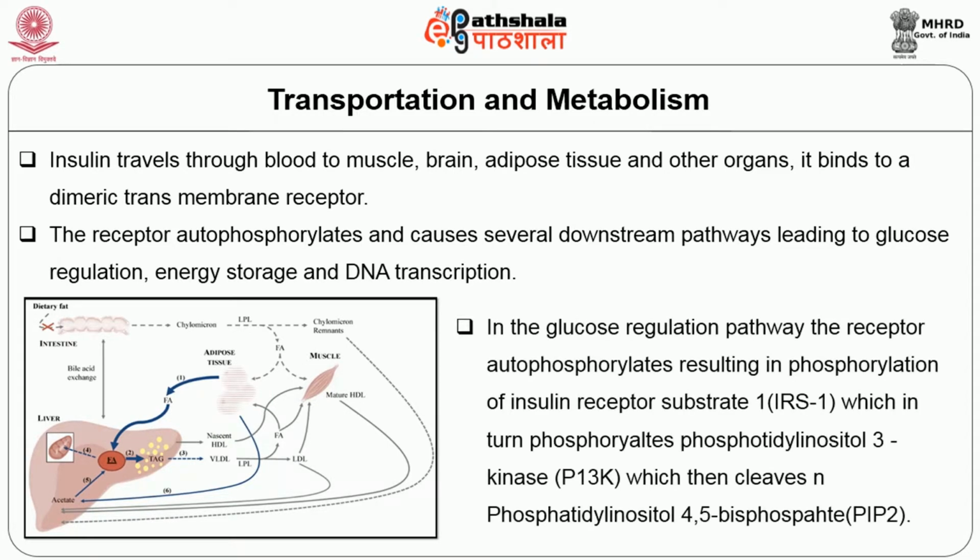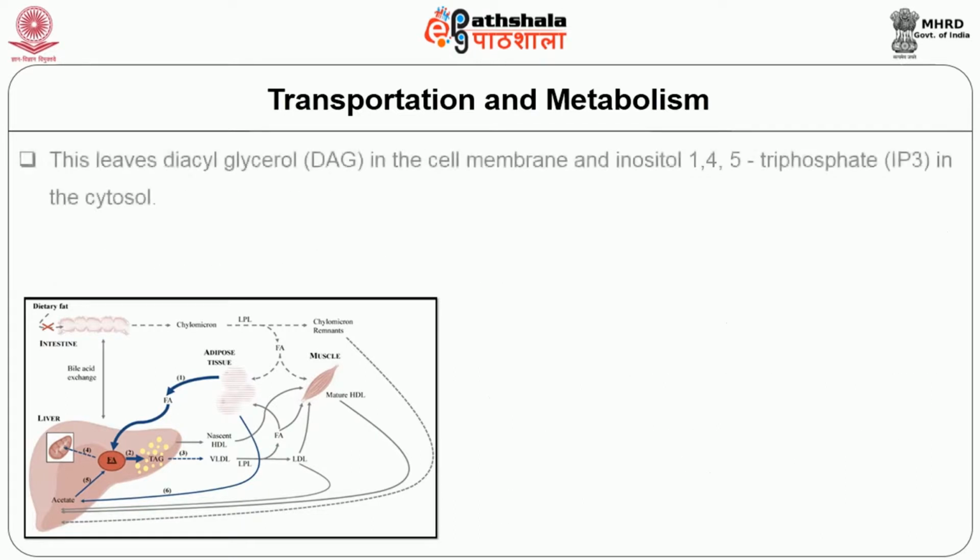In the glucose regulation pathway, the receptor autophosphorylates, resulting in phosphorylation of insulin receptor substrate 1, IRS1, which in turn phosphorylates phosphatidylinositol 3 kinase, which then cleaves phosphatidylinositol 4,5 bisphosphate. This leaves diacylglycerol in the cell membrane and inositol 1,4,5 triphosphate in the cytosol.